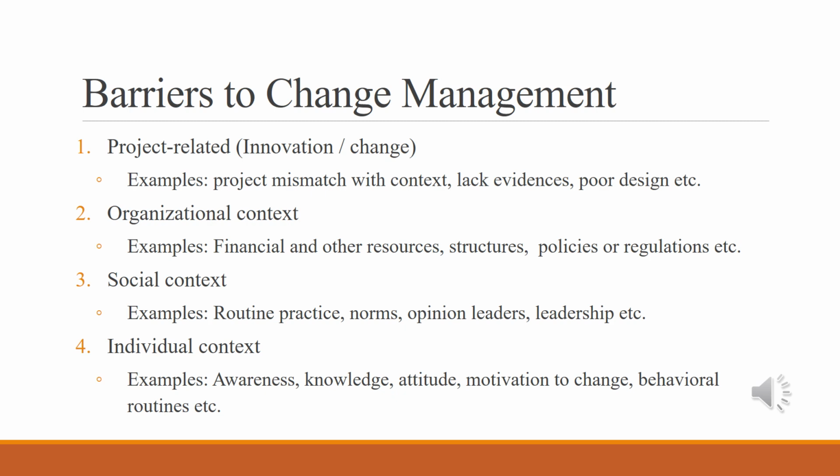Okay, and the third one is actually the social context, whereby people are very used to the routine practice, norms, and then maybe the opinion of some leaders actually opposes it. Then you might have trouble having the change being implemented. And the fourth one is actually individual context, whereby maybe an individual lacks the awareness, the knowledge, or even the attitude towards accepting the change. So these are things that you want to consider when you want to implement change.